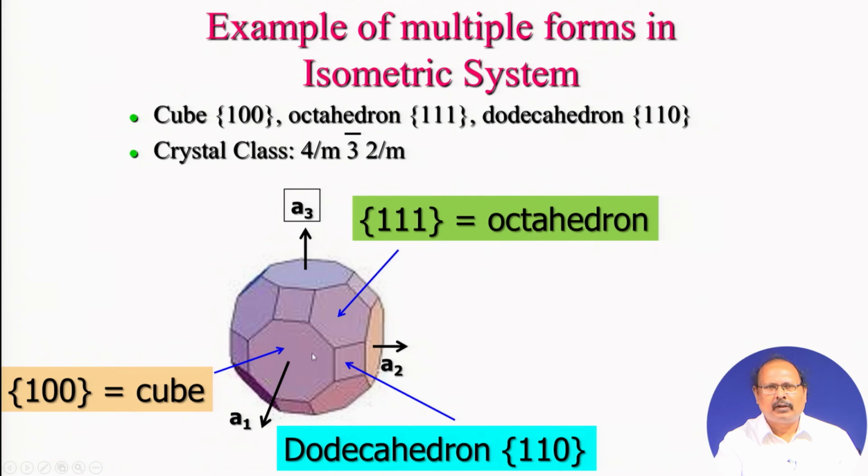So, this is your 100 cubic form here. There are 6 such faces here, and this is the one which you have here. This is the 110 form symbol. 12 such faces are there. This is the dodecahedron crystal form here, and this is the octahedron form, which has the 111 symbol here. So, there are 8 such faces here. So, in crystals you can have combinations of crystal forms here.